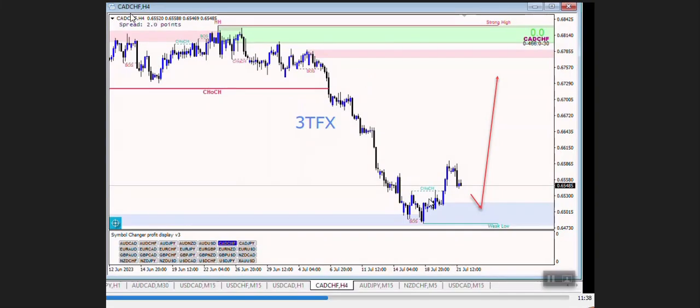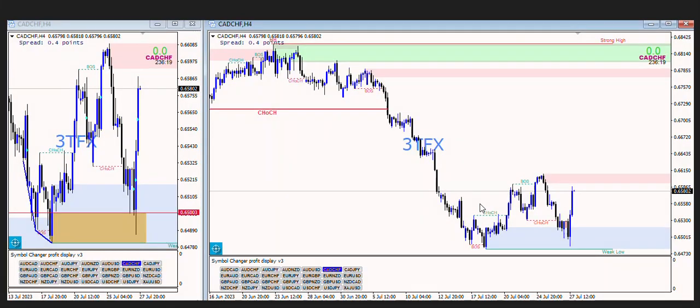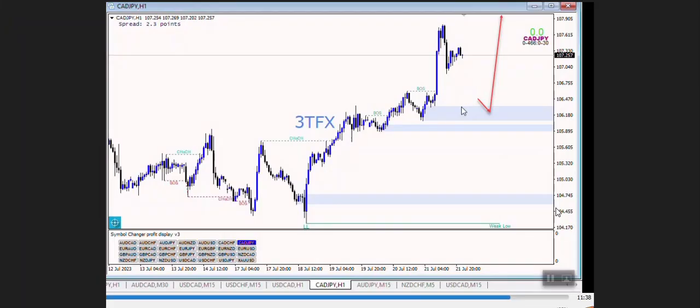Then I also mentioned CAD CHF. Then within the week, I think on Monday or Tuesday, I said it violated our setup and created a new setup here, so we're expecting to buy from here when we see our buy setup. But what happened, price pulled back to the fixed expectation and traded from that point. So I didn't take this because it already violated my strategy.